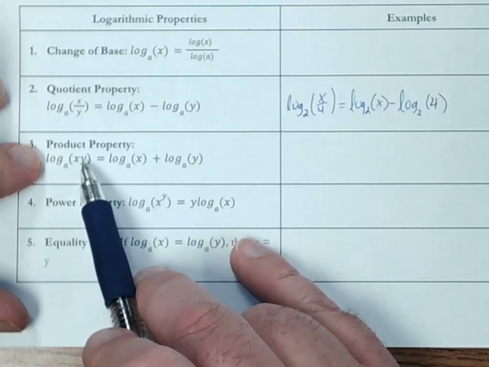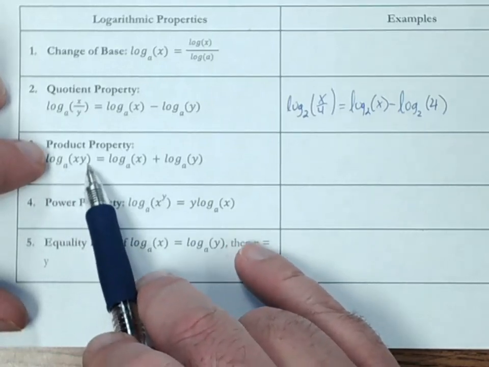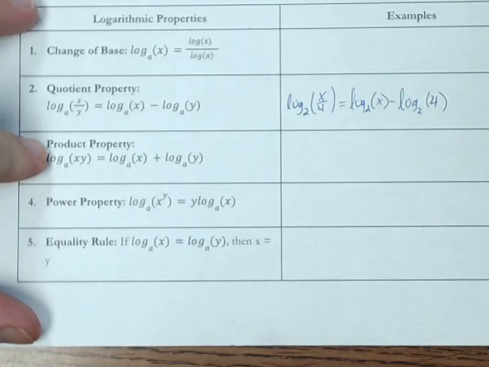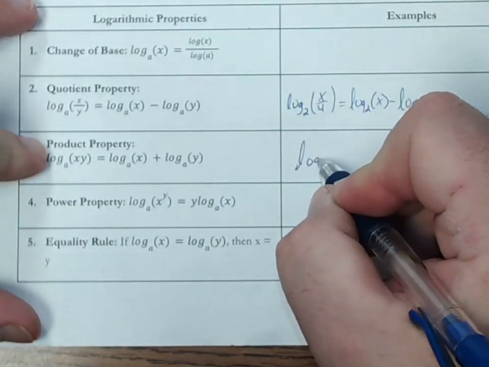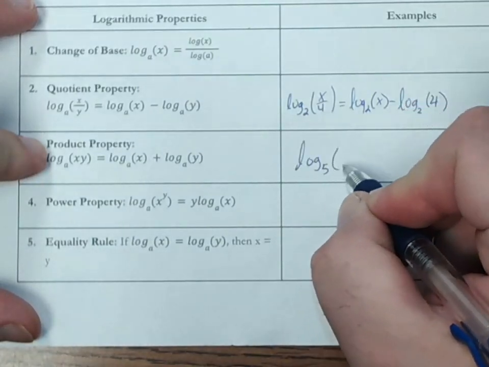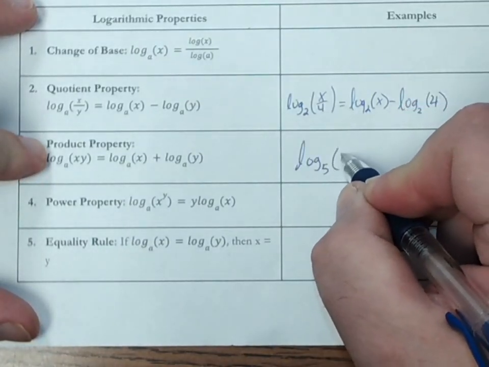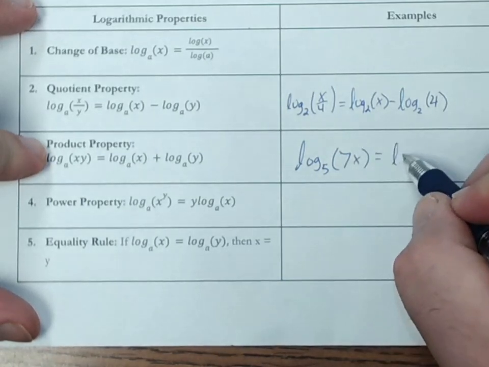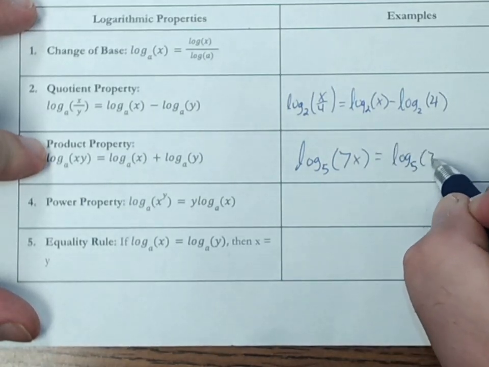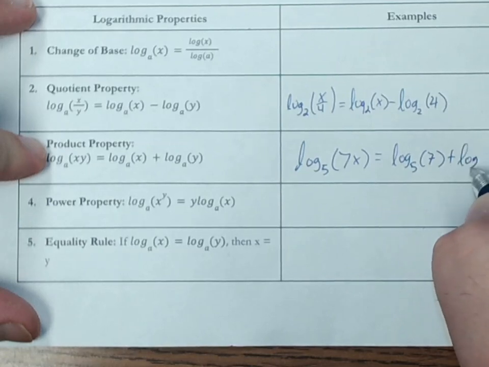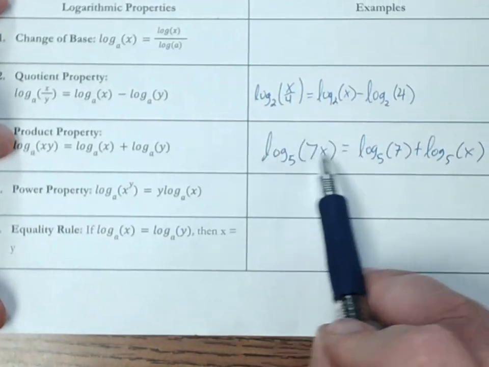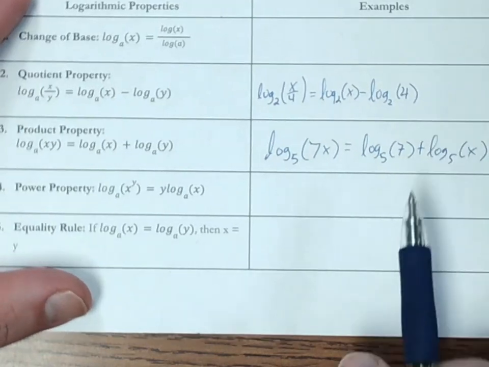If you are multiplying two things that you're taking a log of, you can rewrite them as two separate expressions being added. So say the log base 5 of 7x, that could be written as the log base 5 of 7 plus the log base 5 of x. And again, it could go the reverse as well. I'm writing it in an expanding way.